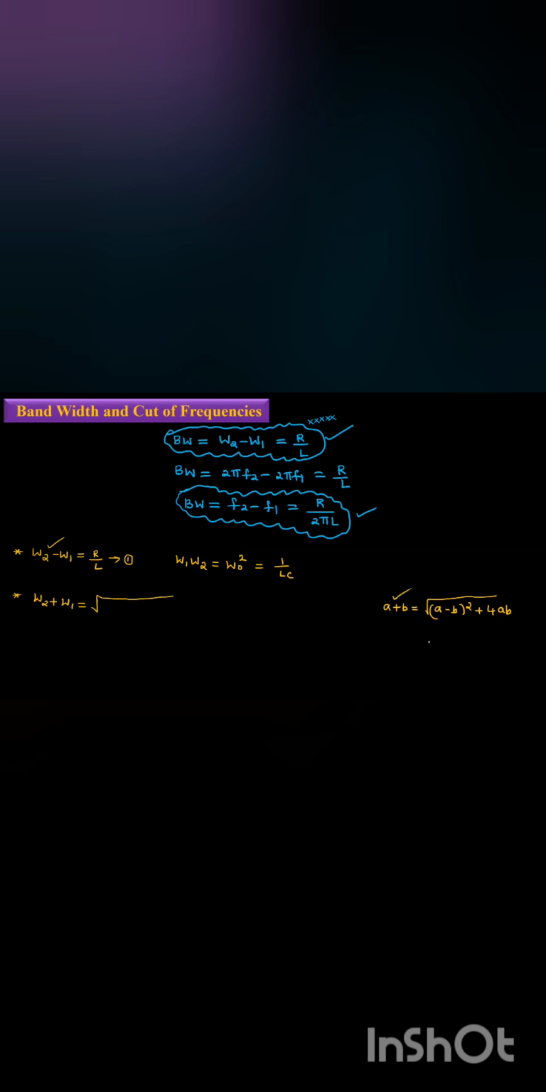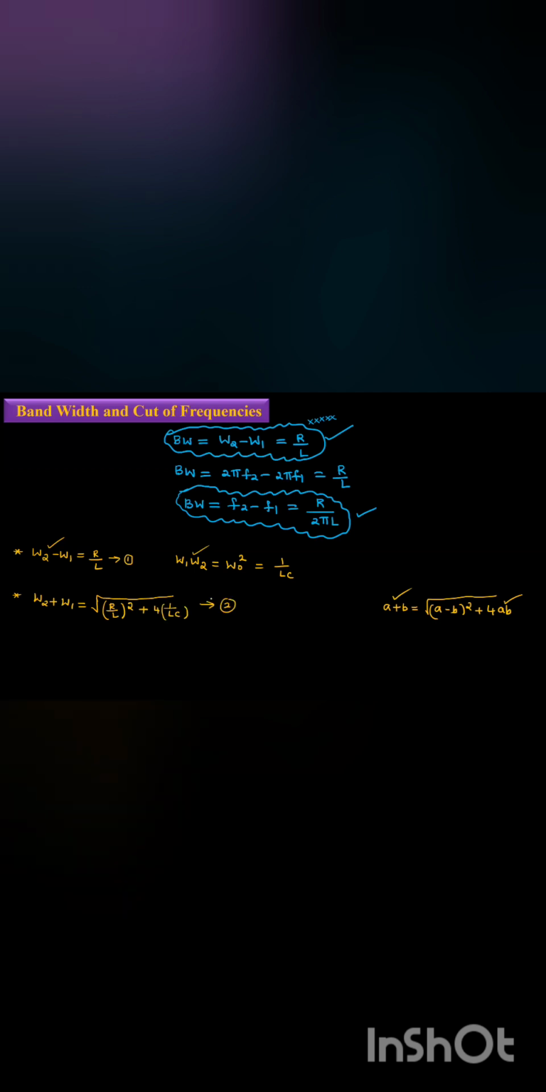Omega 2 plus omega 1 equals square root of, A minus B is omega 2 minus omega 1, that is R by L whole square, plus 4AB, 4 into omega 1 into omega 2. Omega 1 into omega 2 is 1 by LC. This is equation 2, students. Then by solving 1 and 2, that is A plus B and A minus B, we can get expressions for the cutoff frequencies, what omega 1 is and what omega 2 is.